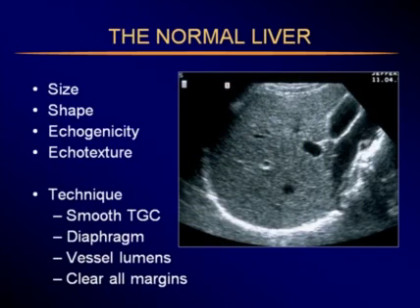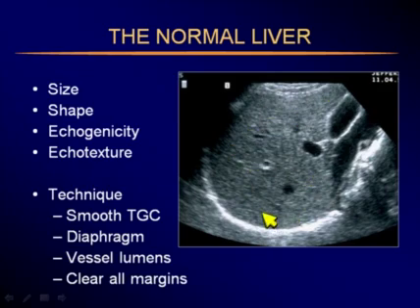Now the normal liver, when we look at it sonographically, we pay attention to the size of the liver, the shape of the liver, the echogenicity, and the echotexture. The echogenicity and echotexture, two different things that we talk about. Echogenicity has to do with the level of brightness of the liver parenchyma, and we use portal vein walls to compare that. And texture has more to do with the homogeneity of the liver.